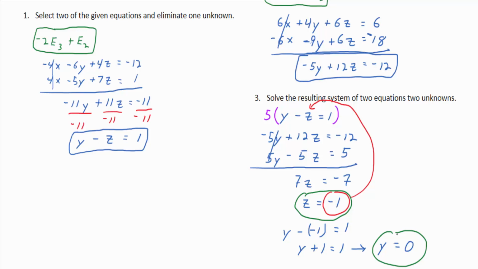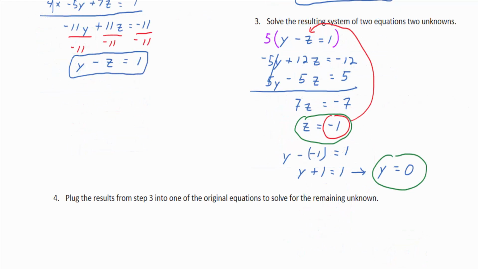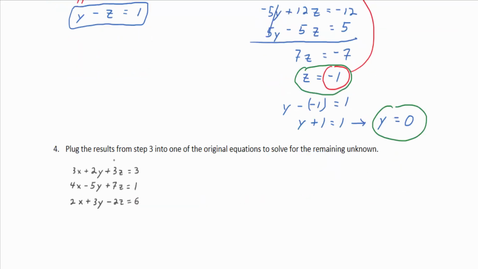So what should the fourth step be? So step 4, we'll plug these results, z equals -1, y equals 0, into one of the original equations to solve for the remaining unknowns. Okay, so I've copied the equations right here. I'm going to plug in y equals 0 and z equals -1 into one of these equations, doesn't matter which one, to solve for the remaining unknown. That's step 4.